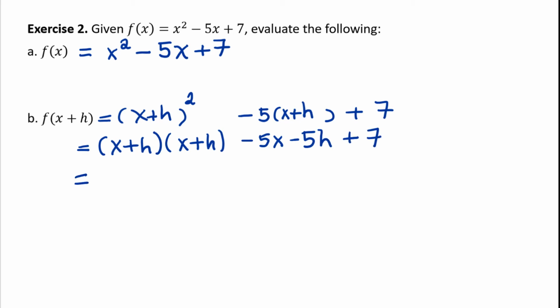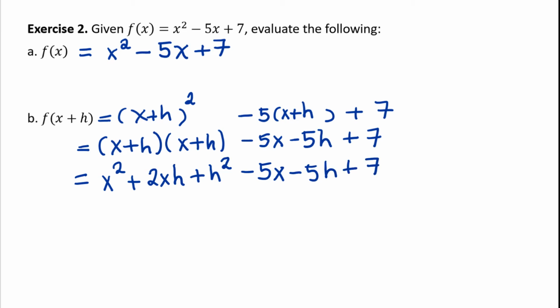To multiply the two binomials x plus h and x plus h, we use FOIL, F-O-I-L. First terms together is x squared, plus the sum of the product of the inside terms xh plus the outside terms xh is 2xh, then plus the last terms h times h is h squared. Then we can write the minus 5x minus 5h plus 7.